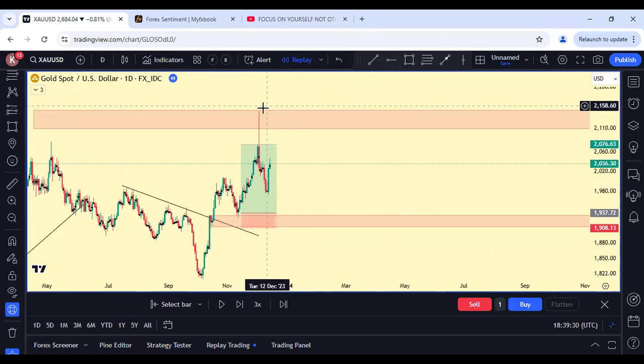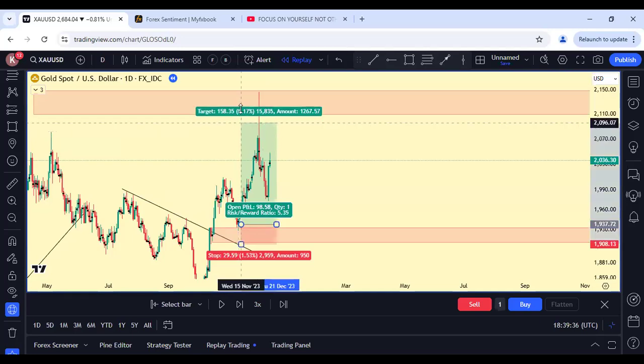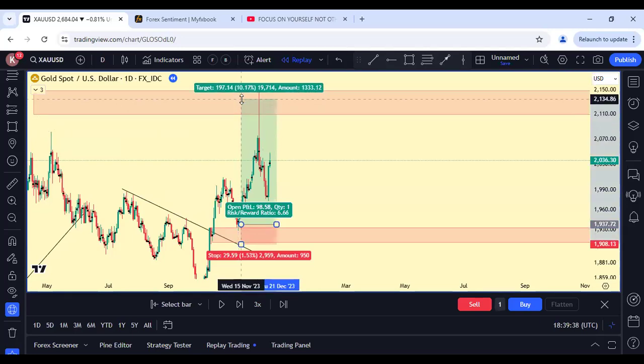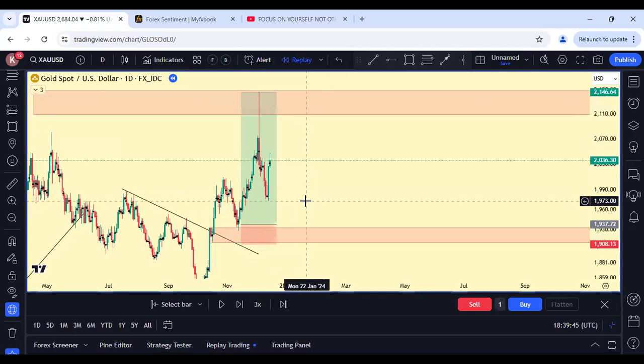Look at where price heads to. Wow. Look, the market went as high as 1 to 7 or thereabouts before a significant reversal. So exactly what I was talking about initially.